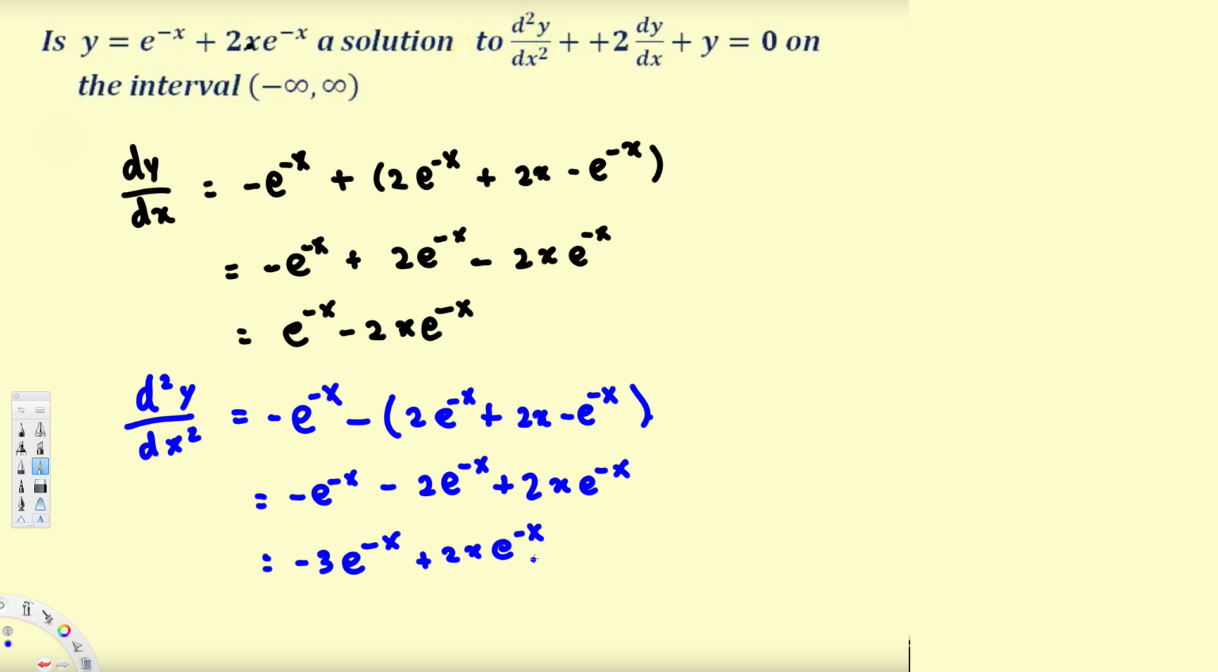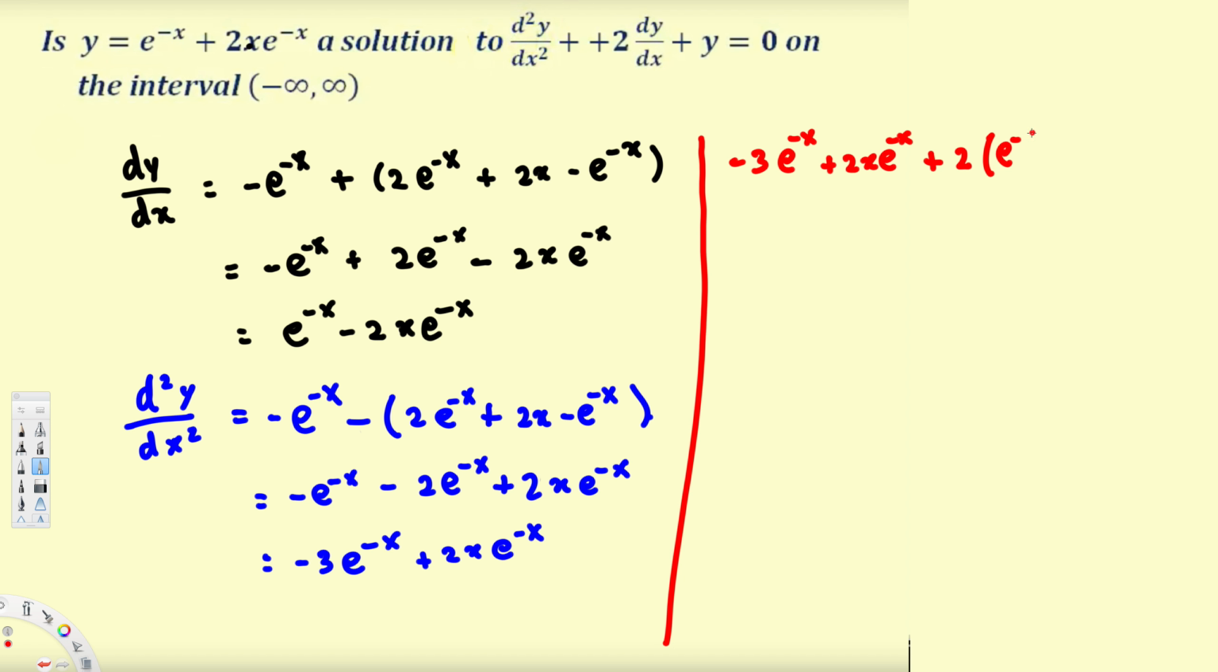Now all we have to do is apply these values in this equation and make sure whether we get 0. If we get 0, this means this function is a solution of this differential equation. Now let's go ahead and apply these values in the function. First value we have d square y over dx square; we found out that is this one. So that is negative 3 e power negative x plus 2x e power negative x, plus 2 times dy over dx. dy over dx we found out right here, that is e power negative x minus 2x e power negative x, and then plus y. So plus the y value, we know that is e power negative x plus 2x e power negative x.